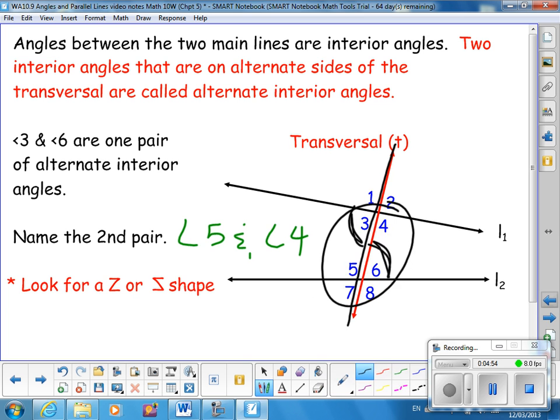Then let's find the other pair. Well, 5 is an interior angle on the left side. 4 is an interior angle on the right side. So angle 4 and 5 would be your other pair.